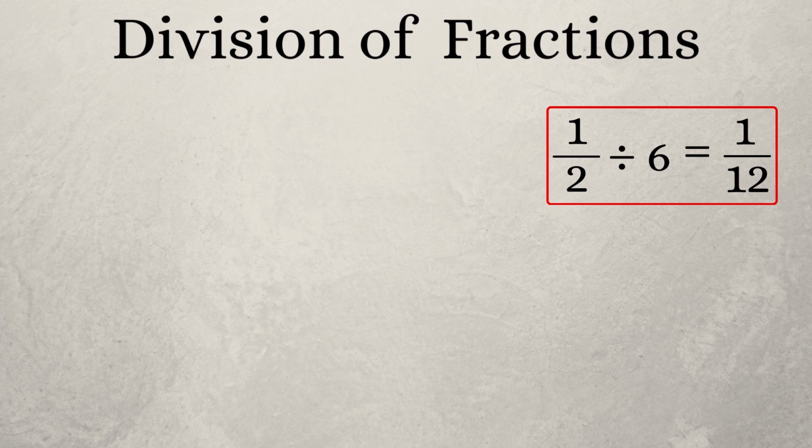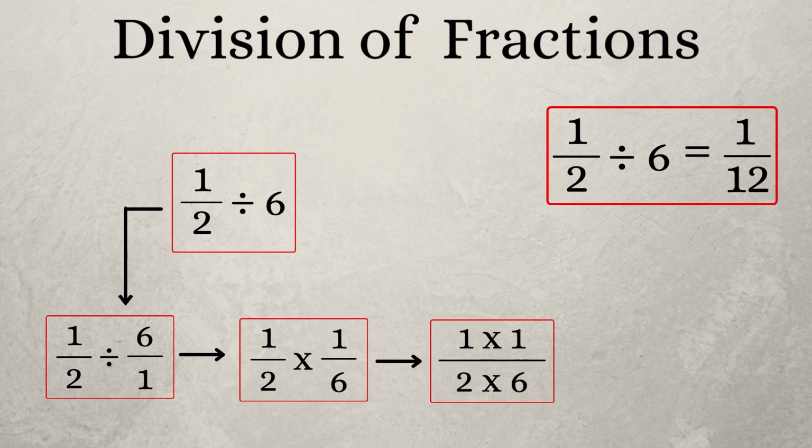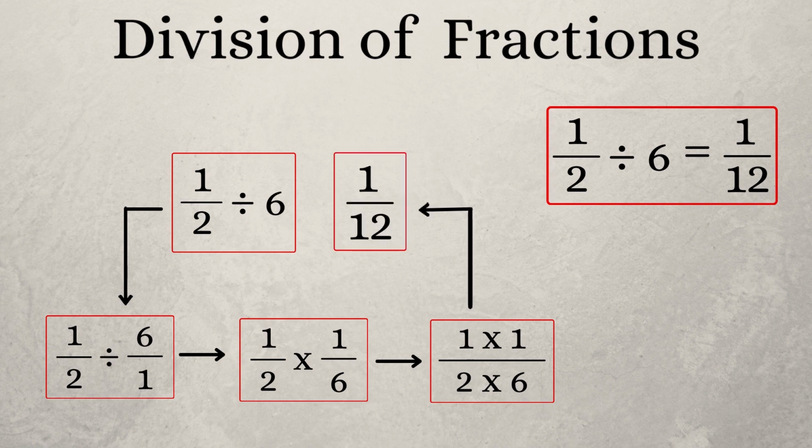Moving on to our calculations. 1 by 2 divided by 6 becomes 1 by 2 divided by 6 by 1. And that becomes 1 by 2 into 1 by 6, which results in 1 into 1 by 2 into 6. And that becomes 1 by 12. So 1 by 2 divided by 6 is 1 by 12.